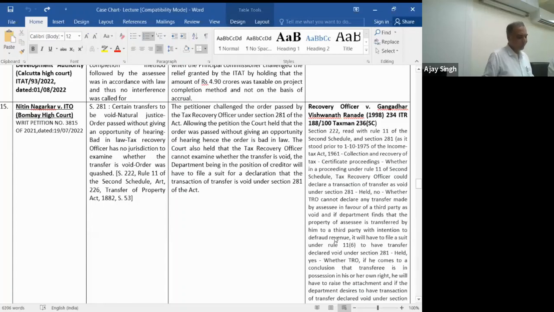This is in a context where a tax recovery officer under section 281 had passed an order treating the transfer which was made as void, and the department, being in the position of a creditor, can cancel that particular transfer, and it had treated that transfer as void for the purpose of recovery of tax.